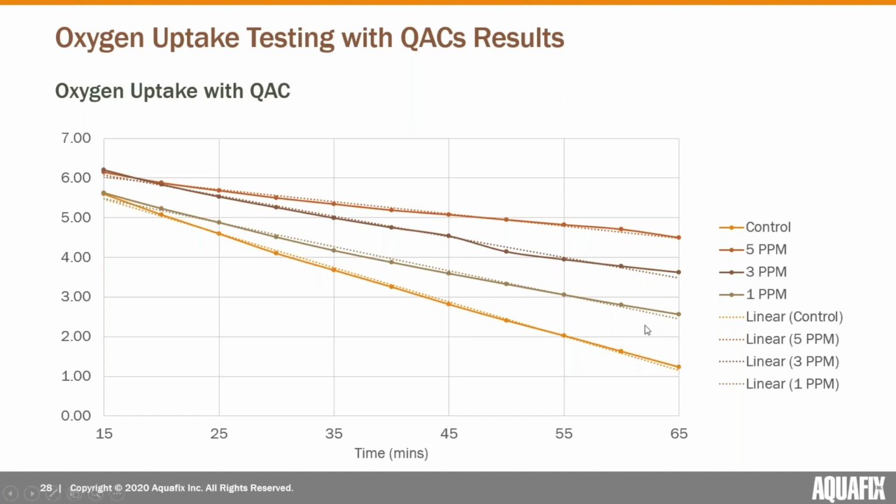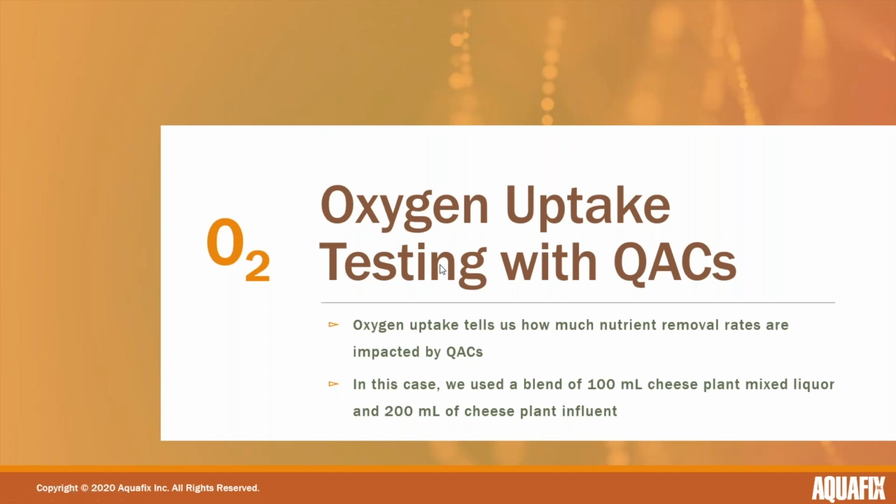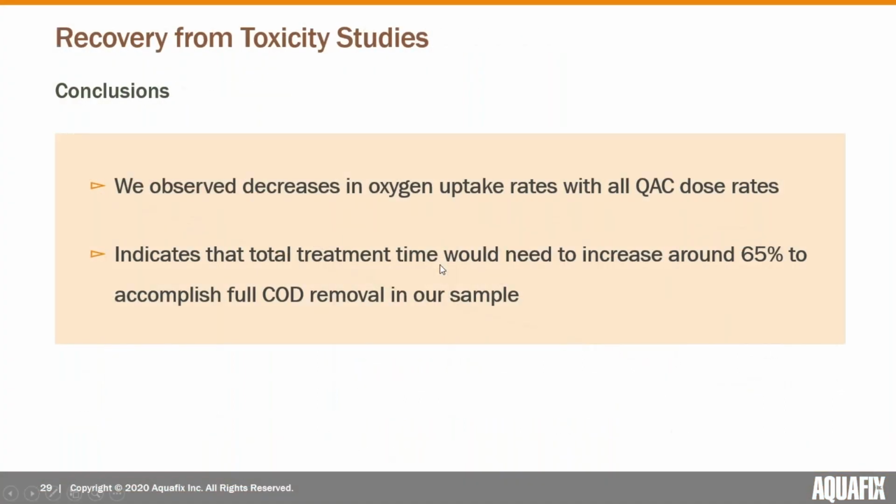After we start adding the quat, there's less oxygen uptake. The bacteria aren't using the oxygen, right? Here's the 5 ppm. Okay, there's less oxygen uptake. They're not using the oxygen. Proof that they're dying. There's that graph again. We observed decreases in oxygen uptake with all QAC dose rates. This indicates total treatment time would need to be increased about 65% to accomplish full COD removal in our sample at 5 ppm of quat in this instance.